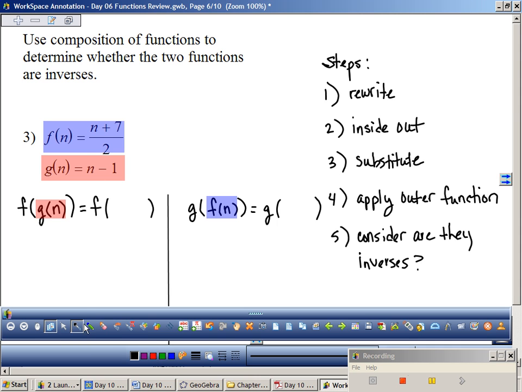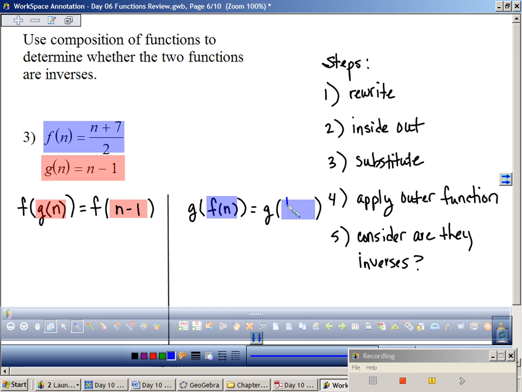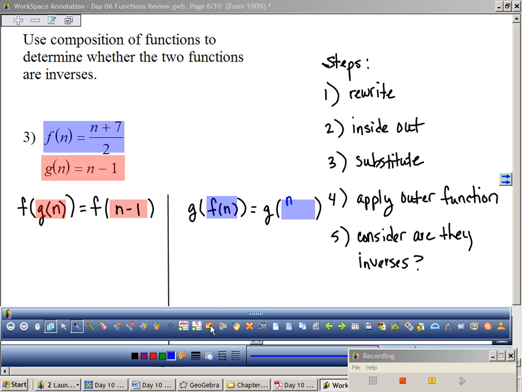Okay, so we need the blue to go here and the red to go here. So what is the red? N minus 1. I don't know about you, but as soon as I see color, it just all makes sense. It does not work that way for you? Is that what you're telling me?